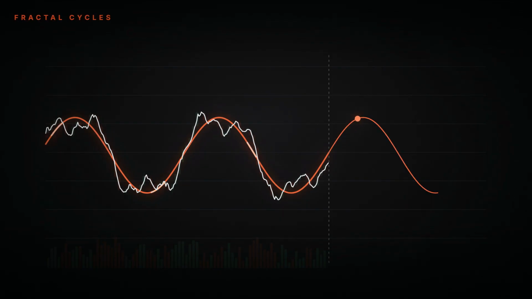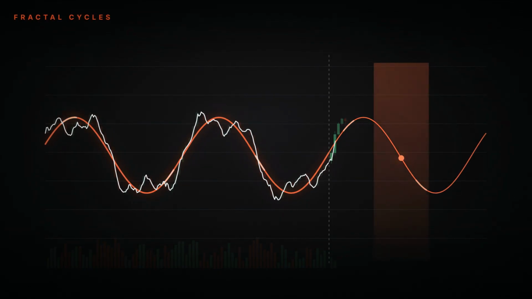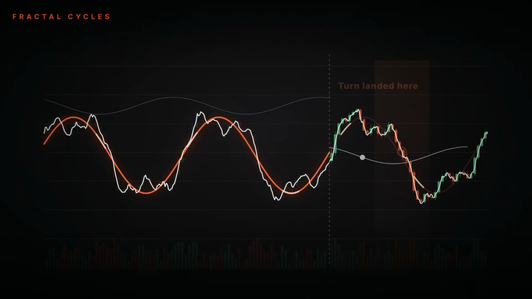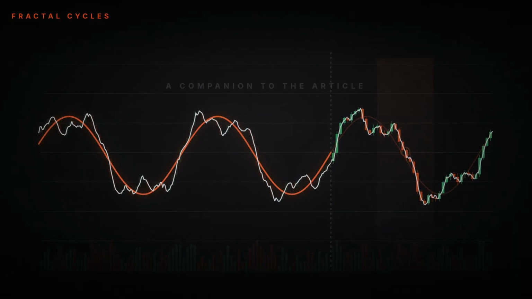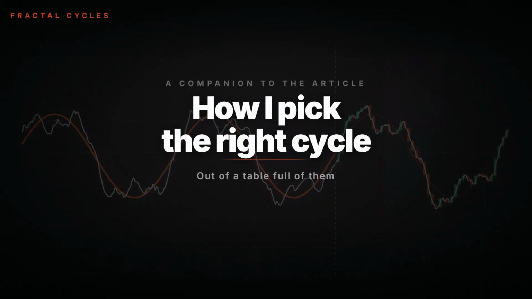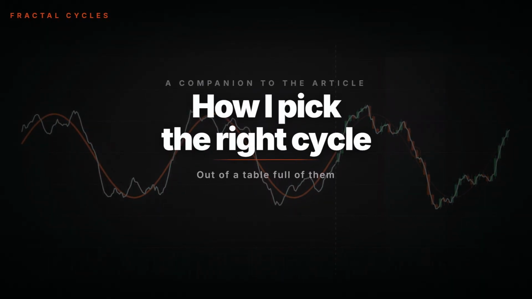If you pick the right one, then you get a window showing you where the next big turn is most likely to land. If you pick the wrong one, then you get a pretty wave on your screen that has nothing to do with what happens next. So today I want to show you, in the simplest way I can, exactly how I pick the right one.